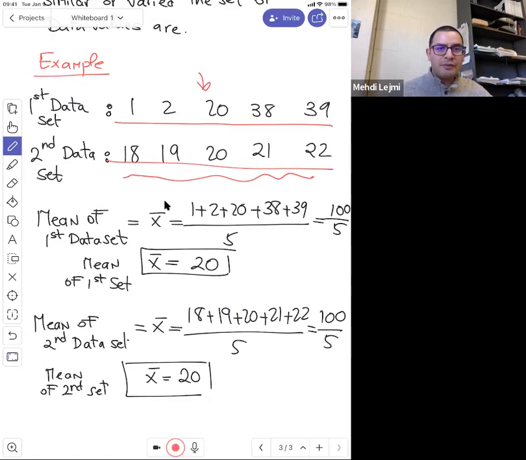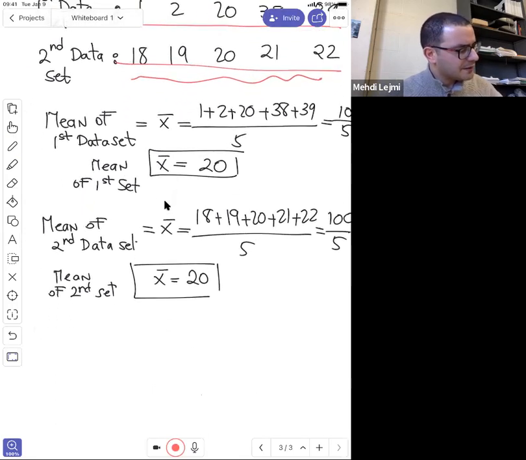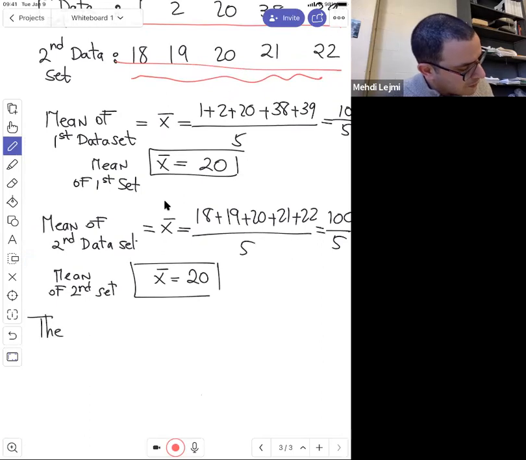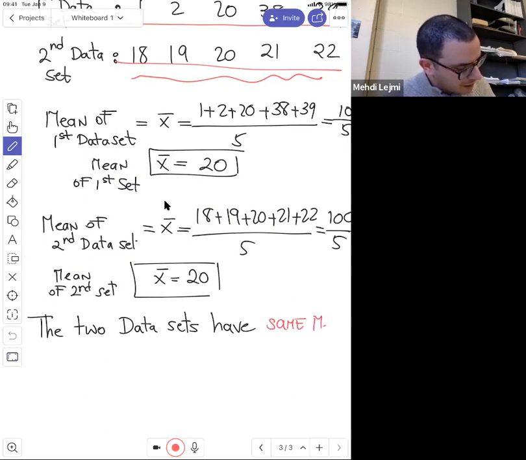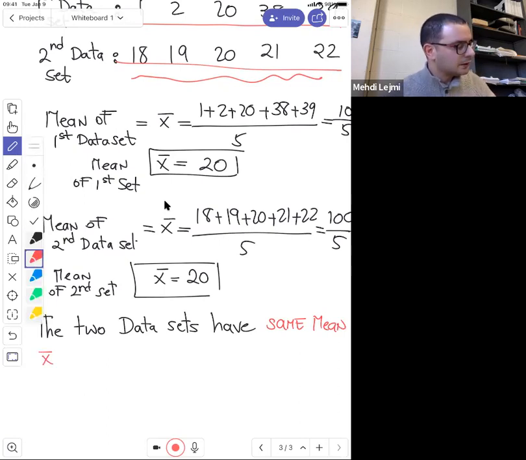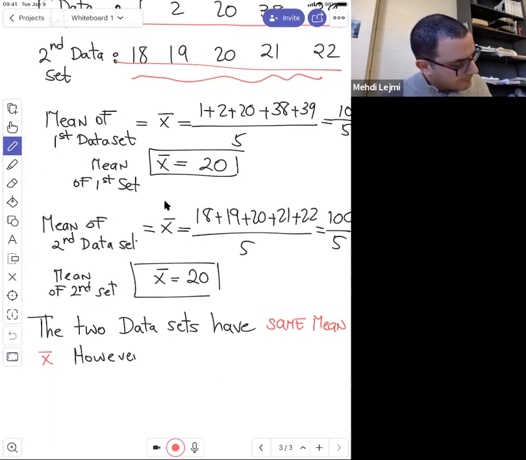The problem here is that both data sets have the same mean, but the first data set is more dispersed than the second. So we cannot really use the mean to describe how much the values differ or how close they are to each other. The two data sets have the same mean, average, X bar. However, the first data set is more dispersed.